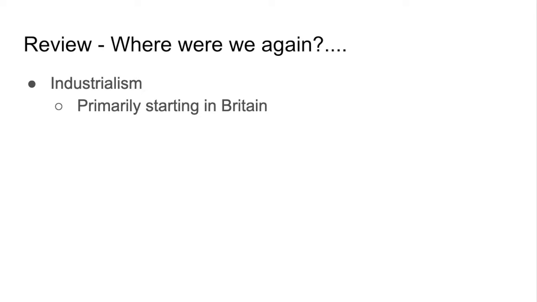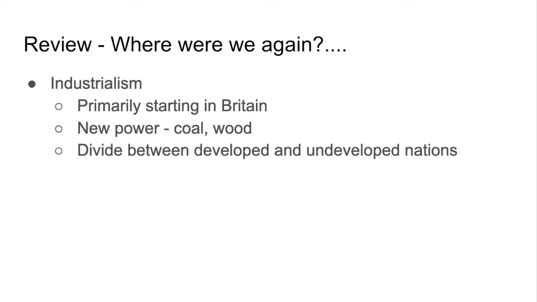So, let's review real quick. Where were we when we last talked? When we left off, we were talking about industrialism, where we saw that things were primarily starting in Britain. They had the resources, they had new sources of power, coal and wood, which allowed them to use those resources to build up factories. And we're starting to see this divide between developed areas and underdeveloped nations.